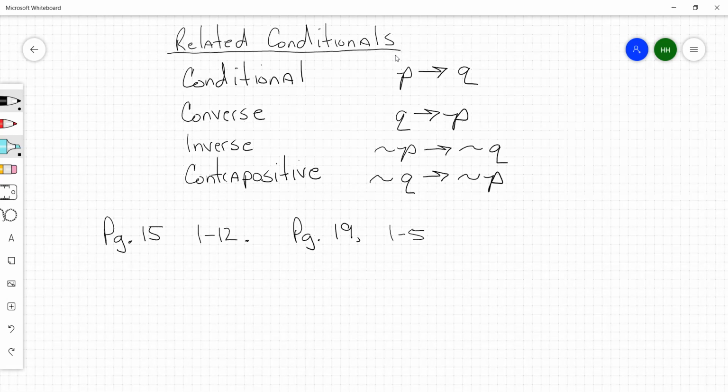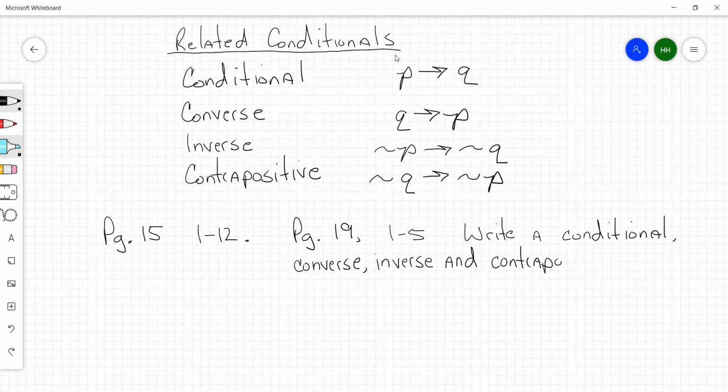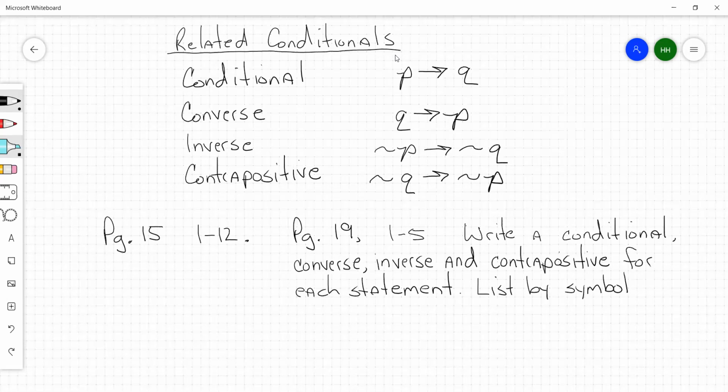But we're going to change the directions a little bit. The directions for page 19, 1 through 5, are to write a conditional, converse, inverse, and contrapositive for each statement. And I'm going to say list by symbol each statement.